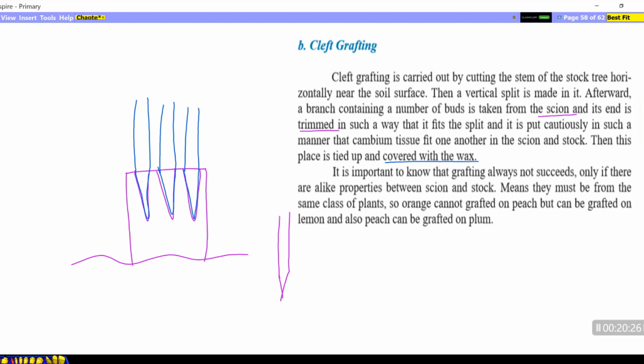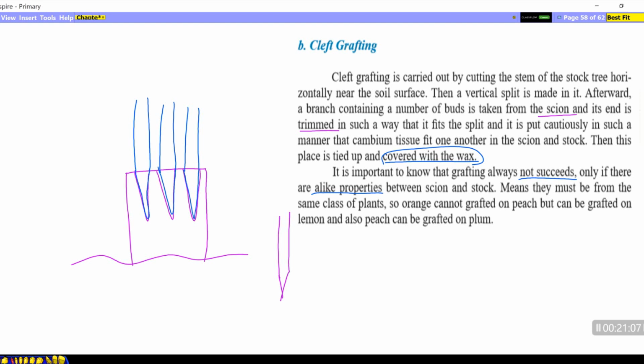So a question can be asked: why is it covered with wax? After this place is tied, it is covered with wax. The reason for covering with wax is to prevent infection by parasites. It is important to know that grafting does not always succeed. Only if there are alike properties, which are genetically similar, can plants be attached to one another. This means they must be from the same class of plants. So orange cannot be grafted on peach, but can be grafted on lemon. Also, peach can be grafted on plum.